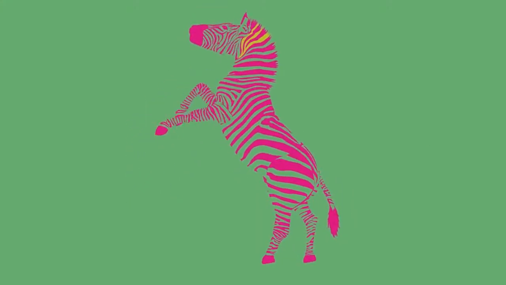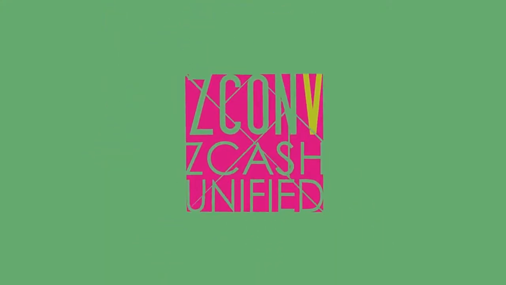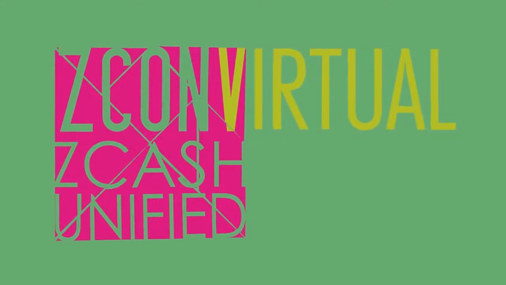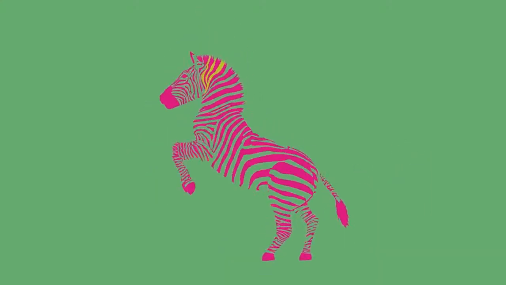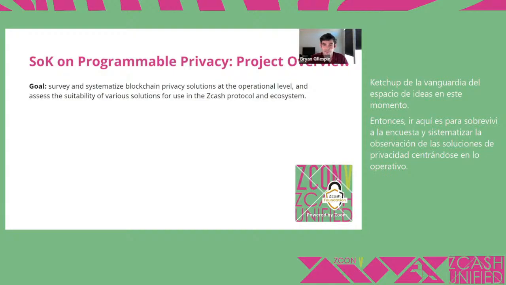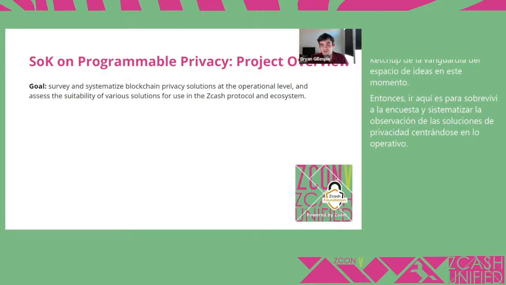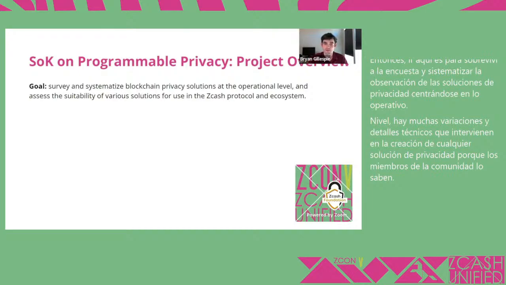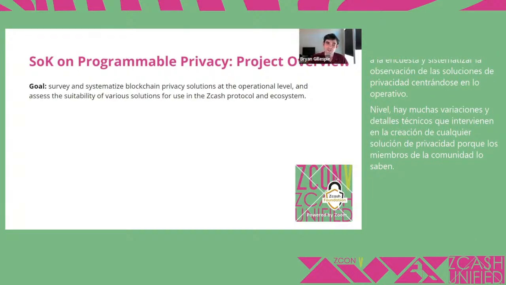We're at the cutting edge of the idea space right now. So our goal here is to survey and systematize blockchain privacy solutions, focusing at the operational level. There are a lot of variations and technical details that go into making any privacy solution, as Zcash community members know. But our goal is to try and identify the big building blocks that go into producing privacy solutions of these sorts.